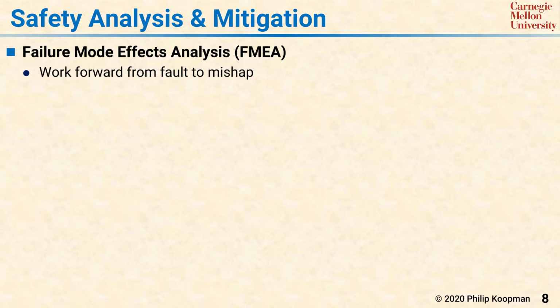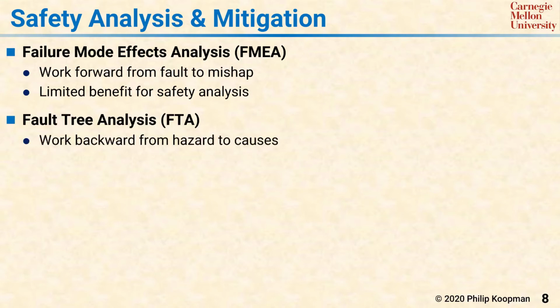FMEAs are helpful, but quite limited for safety because they do not deal with multiple fault scenarios, they do not represent correlated hardware faults, and because software can fail pretty much any way it wants, so an FMEA's assumption that software fails in known ways often does not work for safety.